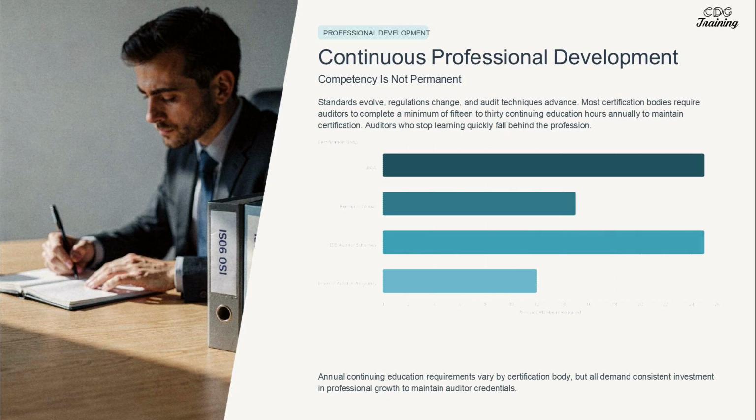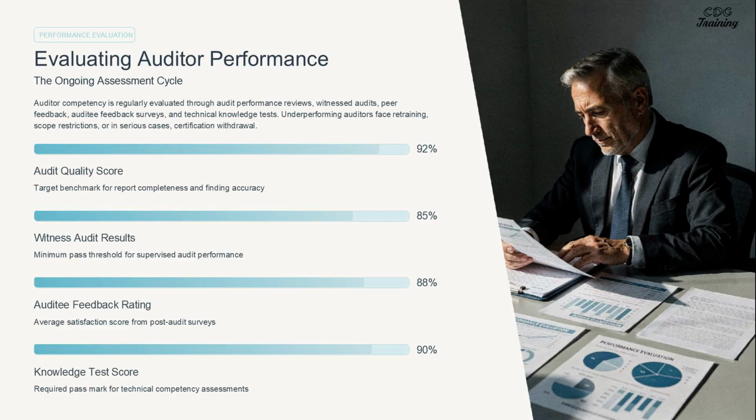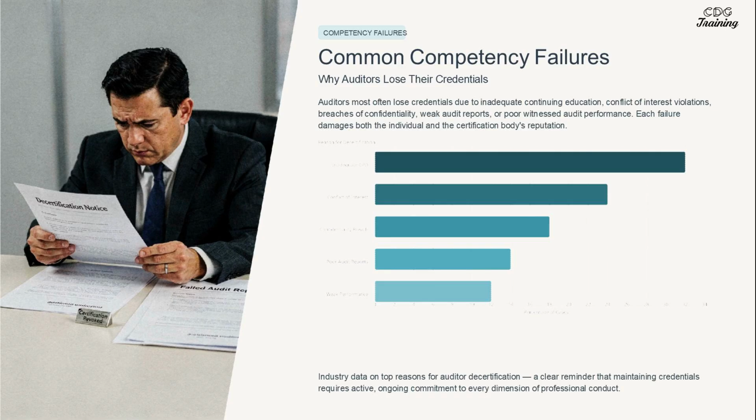Standards evolve, and auditors must engage in continuous professional development to maintain their credentials and stay updated with industry changes. Auditor competency is regularly evaluated through performance reviews and feedback. This ongoing assessment ensures auditors maintain high standards of practice. Auditors most often lose credentials due to inadequate continuing education or breaches of confidentiality. Ongoing commitment to professional conduct is essential.